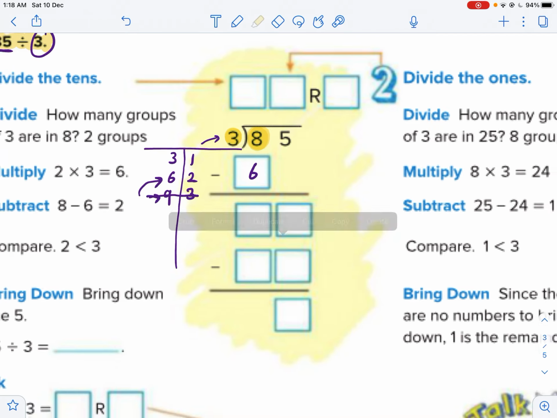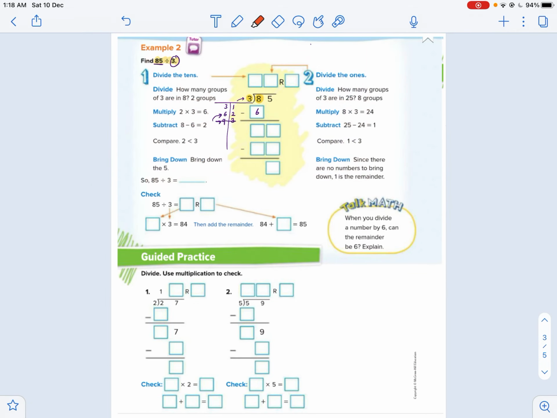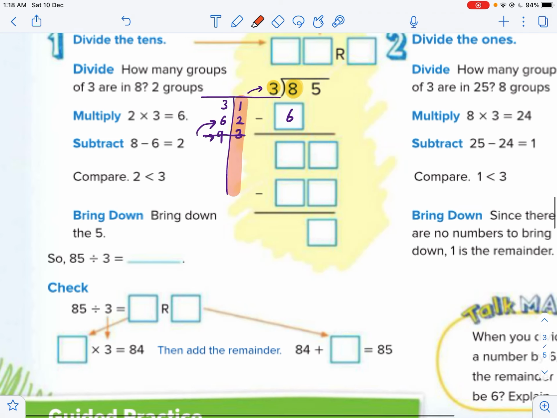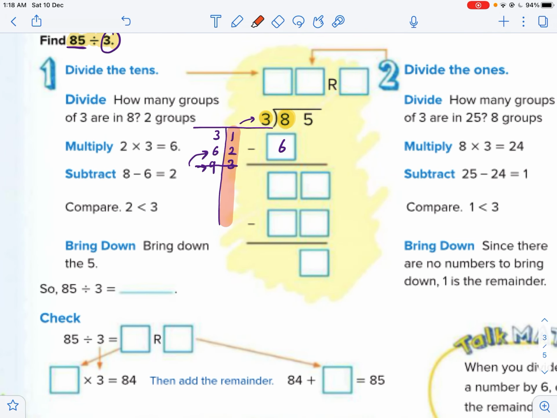You will write it down under the 8. Now don't forget that there is a hero, and you're looking for these heroes. These are here on this side. So the hero that gave you this 6 is 2. So you will take it and write it up here. Here is the 2. Then you should subtract. 8 minus 6 is 2. Then you still have this 5. You didn't use it, so you will write it down here.